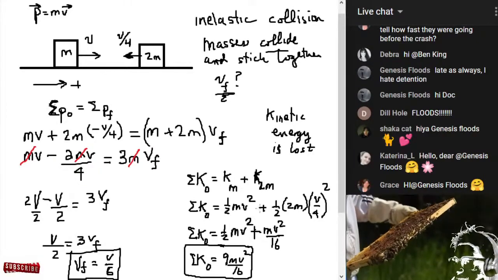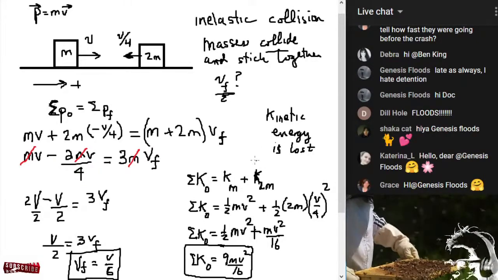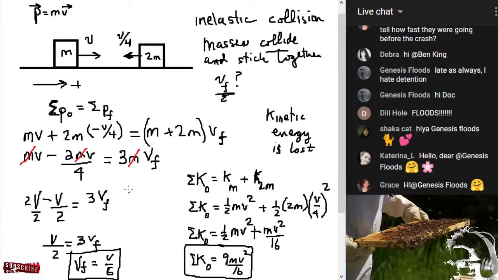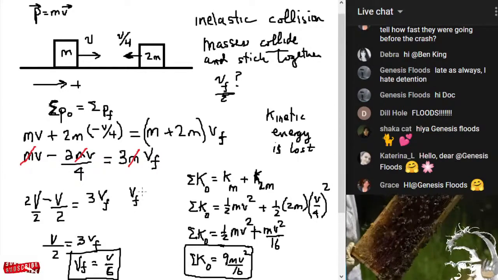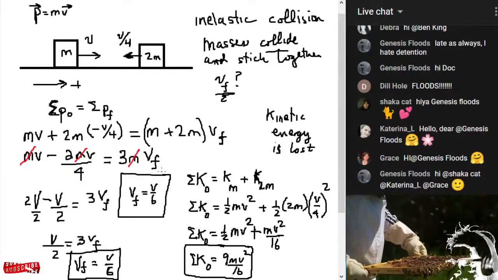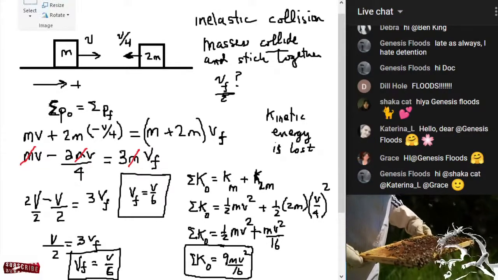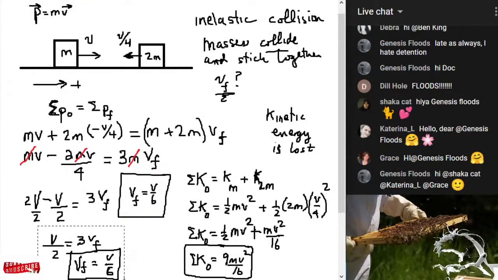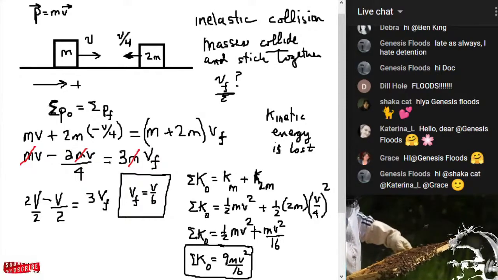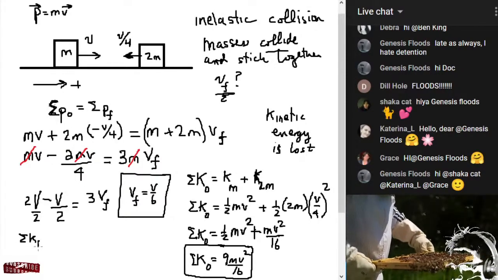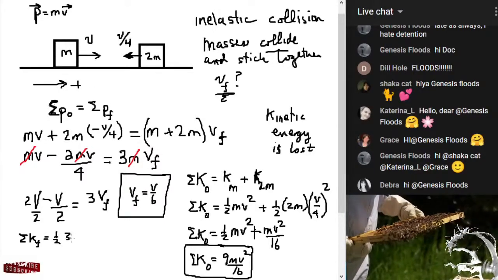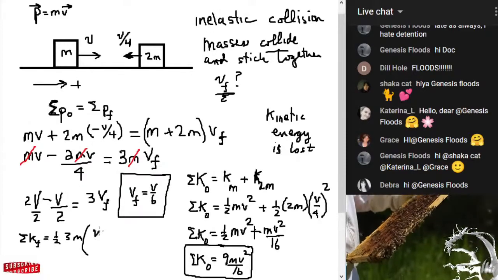Now we have to do the same thing afterwards. What's the kinetic energy final? We're running out of room here. We'll just say Vf is V over 6. We'll put it here. We'll get rid of this stuff at the bottom. So let's see what the kinetic energy final is. It's just going to be 1/2 of the combined masses since they're stuck together, which is 3m, times the velocity final squared, so v over 6 squared.